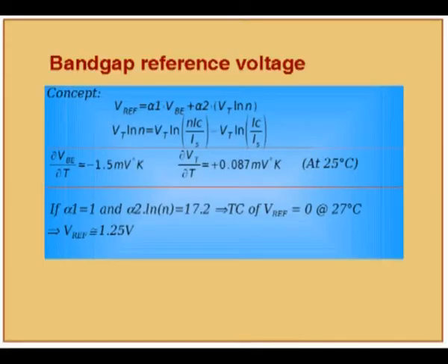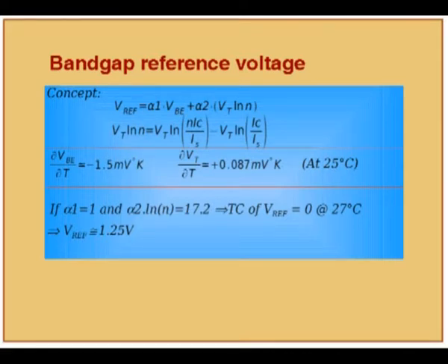Okay, so now coming back to the concept of bandgap. The variation of VT with temperature is around 0.087 millivolt per degree Kelvin. This is per degree Kelvin, it is not shown here, so just correct it. And the variation of VBE with temperature is almost around minus 1.5 millivolt per degree Kelvin.